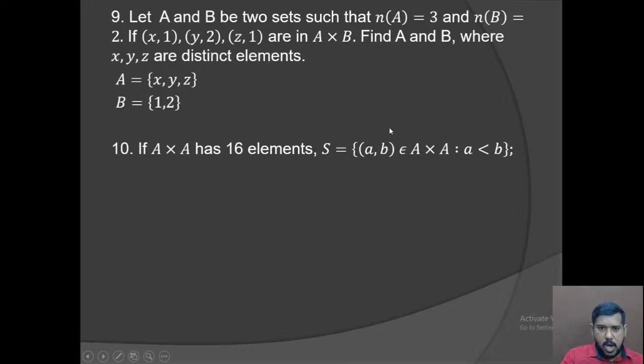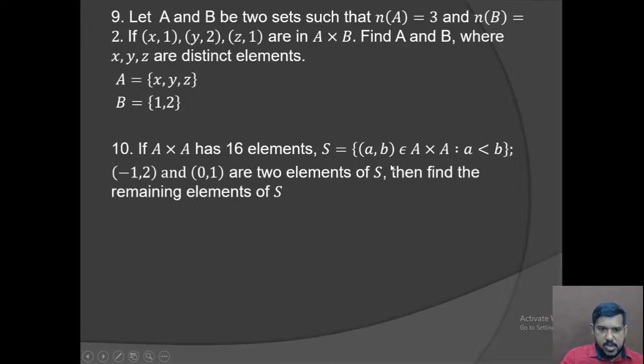That set must be a Cartesian product element, that is A cross A. This is one thing. But not all the elements in A cross A will be taken in set S. The condition is given that when you take elements from A cross A, the first element must be lesser than the second element. That is very, very important. So first of all, we have to frame the elements in A cross A. So 16 elements we have to frame.